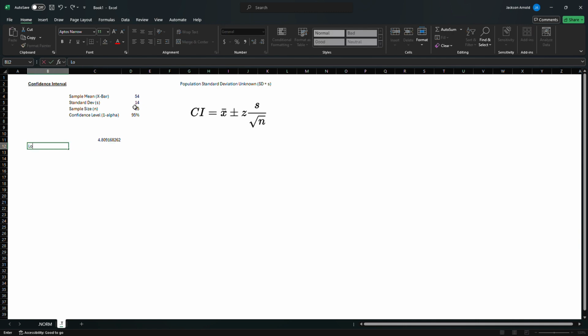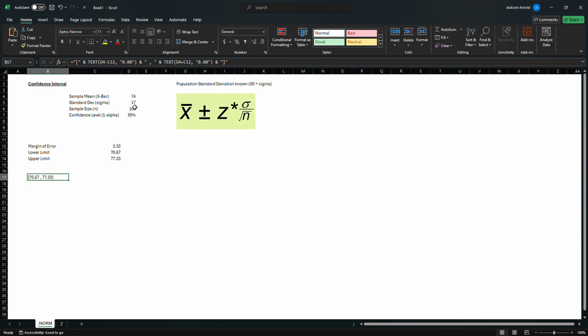Okay, and then the lower limit, same thing, equals our x bar minus that. Upper limit, same thing, equals x bar plus that. And then if we want to put it into brackets and update in real time, we can do the same formula we had here. But yeah, that's about it.